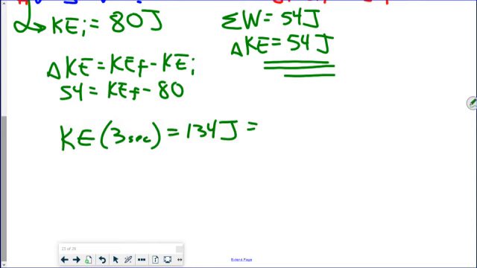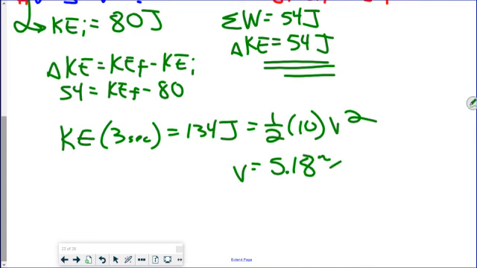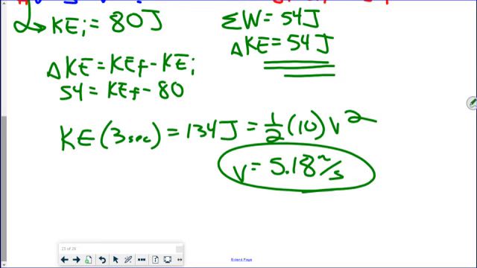So that's equal to half of the mass times the velocity squared. Solve for your velocity, you get 5 point, I set my paper down foolishly, 5.18 meters per second. All right. Cool. So let's take a quick second and recap.